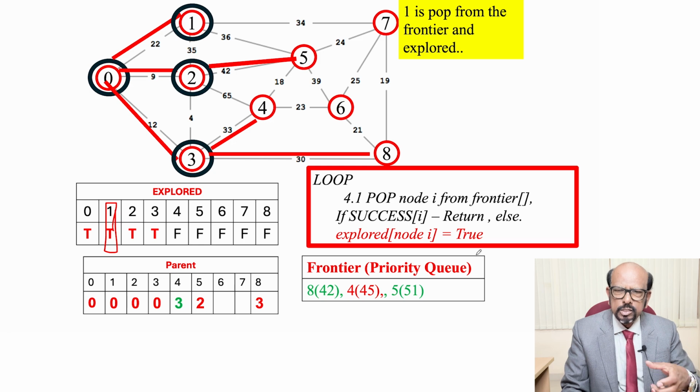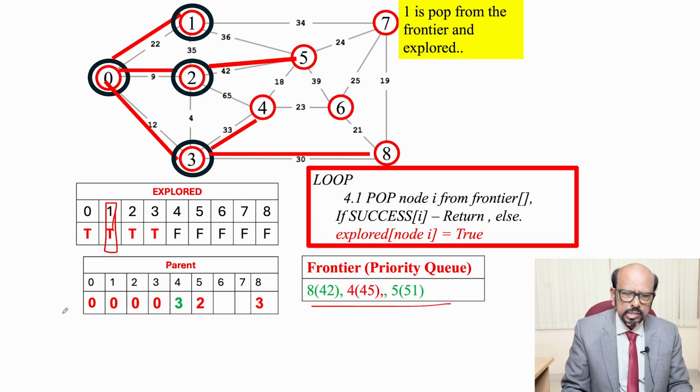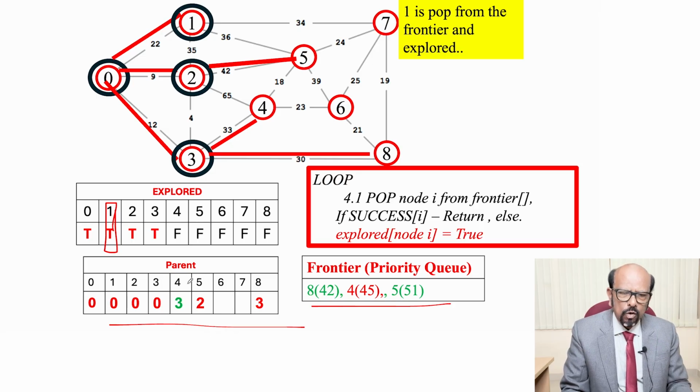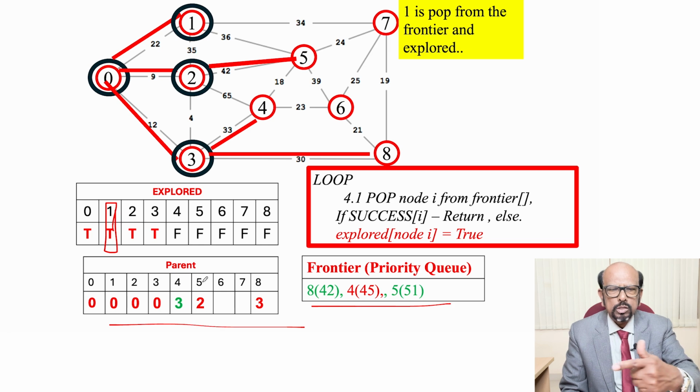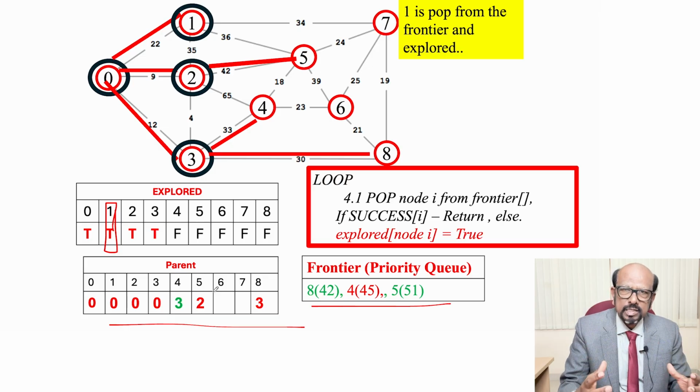In the frontier, since 1 has already been popped out, there are only 3 entries: 8 with the path cost 42, 4 with the path cost 45, and 5 with path cost 51. So this is the parent node. For 0, parent is 0, that is the root node. For 1, 2, 3, parents are 0. For 4, the parent is 3. So for 4, the path goes through 3. For 5, the path goes through 2. For 8, it goes through 3. So this is the parent relationship so far constructed.